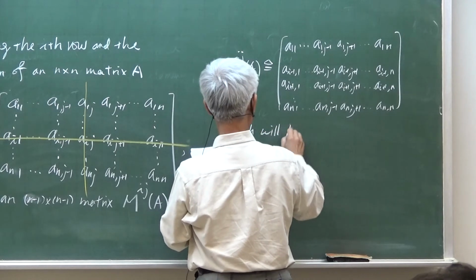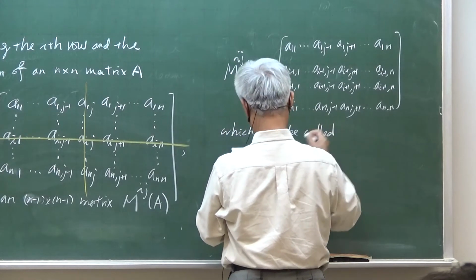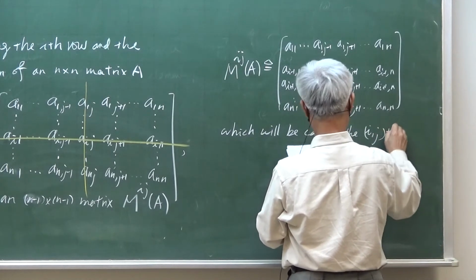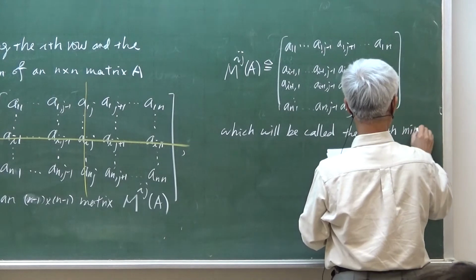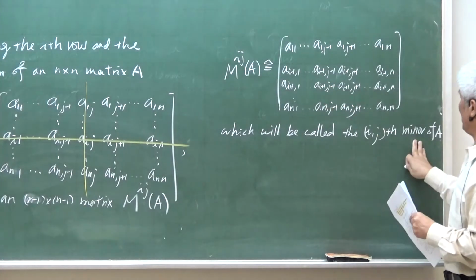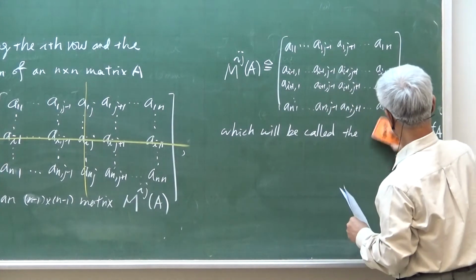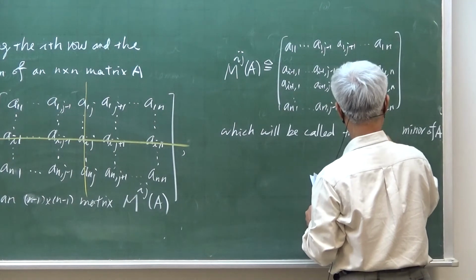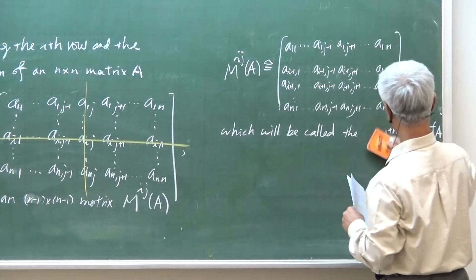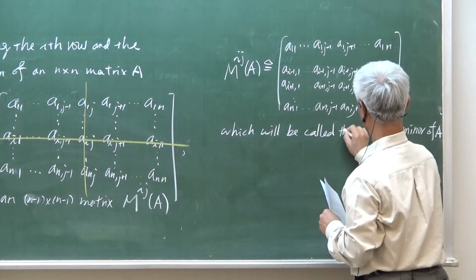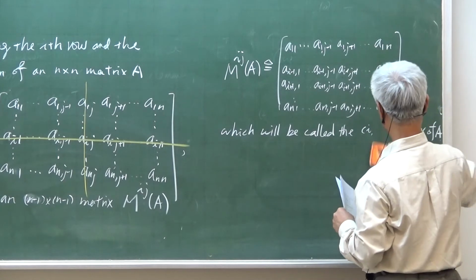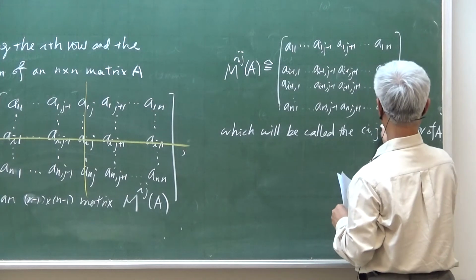Alright, so this will be called the ij minor of A. So M is a minor, and ij is a pair.